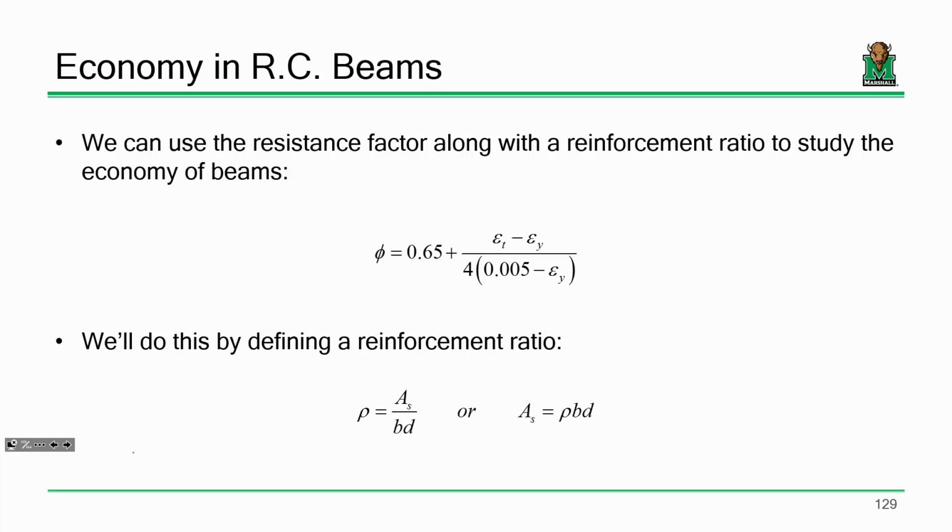Another term I'm going to throw at you is a reinforcement ratio. We're going to use our resistance factor and our reinforcement ratio to have a little discussion about economy. A reinforcement ratio is defined as the area of steel divided by what I'll call the effective area of concrete: the width of the beam times the effective depth of the beam. It's a measure of how much steel there is in a beam. The larger that number, the higher the percentage of steel in that beam.